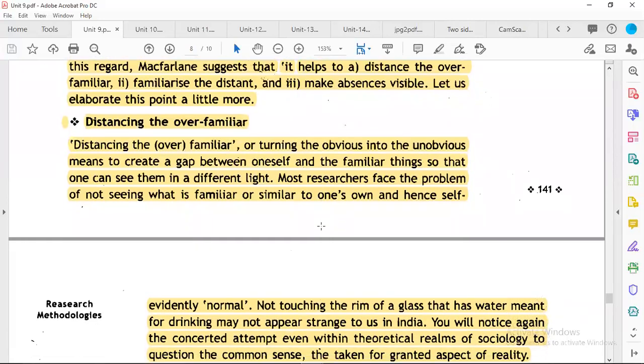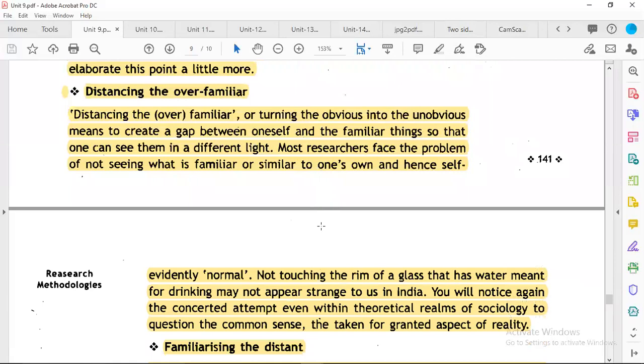Most researchers face the problem of not seeing what is familiar or similar to one's own, and hence self-evidently normal. So what is normal for us may not be normal for others. That is the comparative method, which enables us to see society not from the lens of us, but from the lens of others, by distancing the over-familiar things.